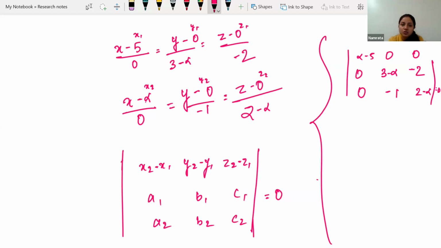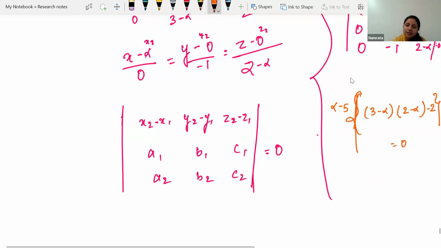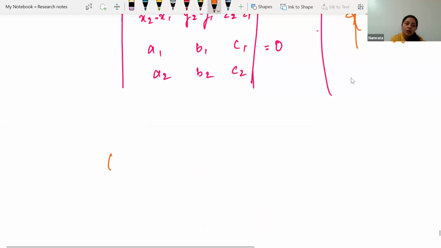We have to compare. Now we just need to solve this determinant. Thankfully the other two elements are just 0, so we will be taking the first element from the first row and we are done. So we will be just taking alpha minus 5 and then crisscross we will do. That means 3 minus alpha, 2 minus alpha, and then minus, this will become plus, minus 2 is equals to 0. So what we are having, alpha minus 5, let's keep it aside as it is, because we will have to find the value of alpha.